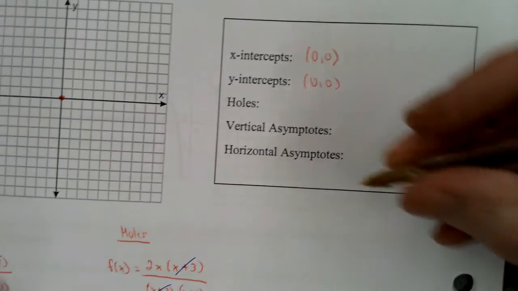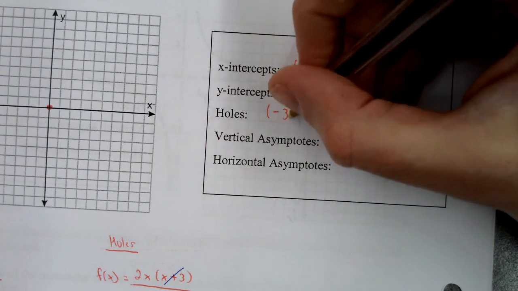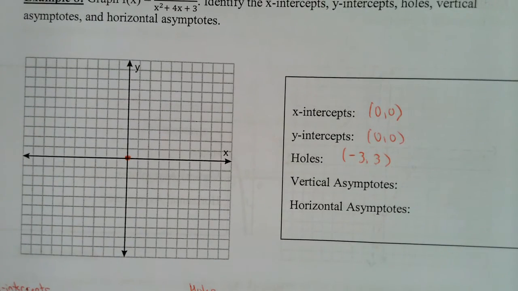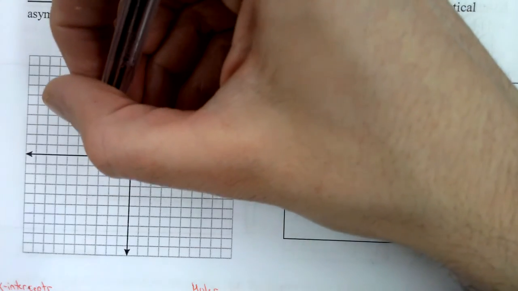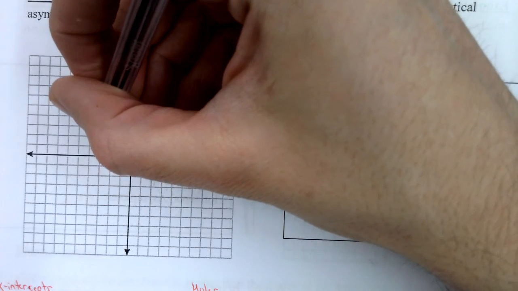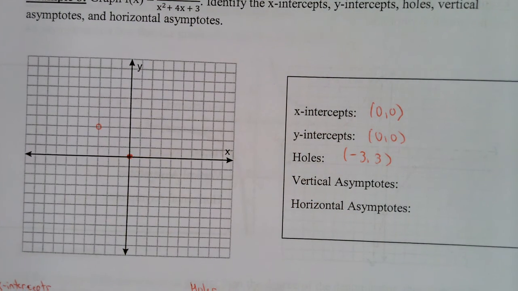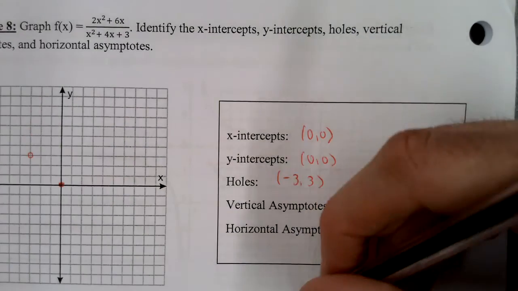So I'm going to write that right here. And let's plot that, okay? Where it's a hole. It's a hole. Vertical asymptote time.